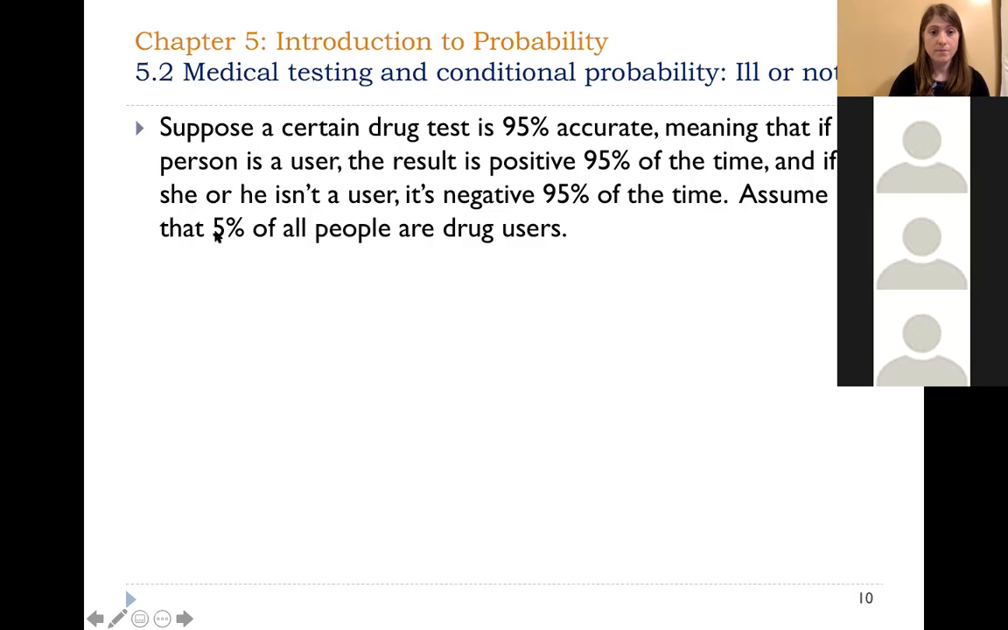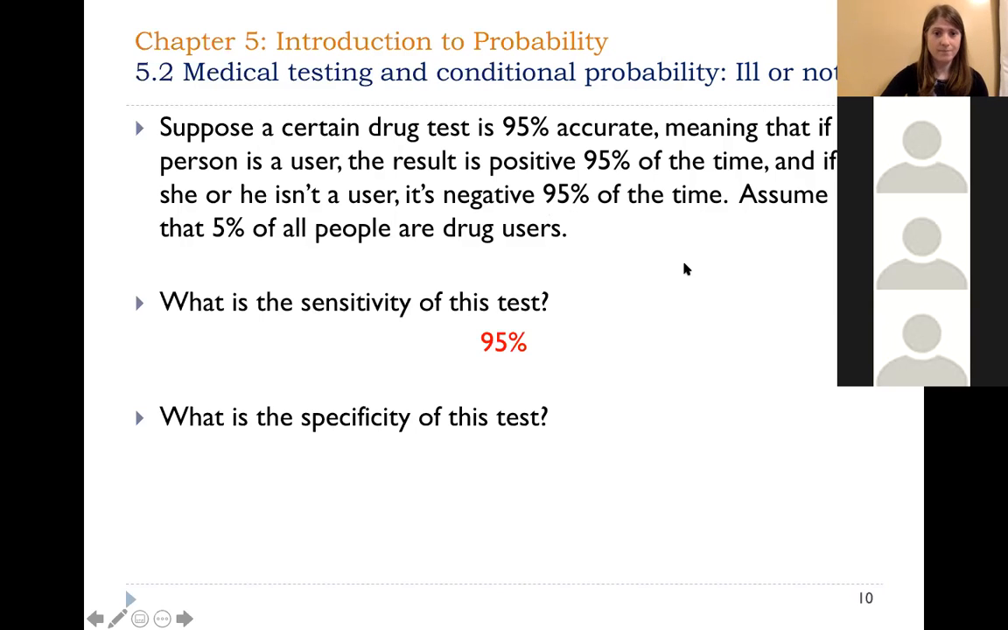Then the 5%. I don't love this one because it's not 5% related to these 95s. It's just saying 5% of the population are drug users. We're going to go back and compare this to 20%. What if it wasn't 5%, but 20%? A higher prevalence. So that 5% is the prevalence. The prevalence level is going to impact our results. So if they ask us the sensitivity, 95%. Specificity, 95%.